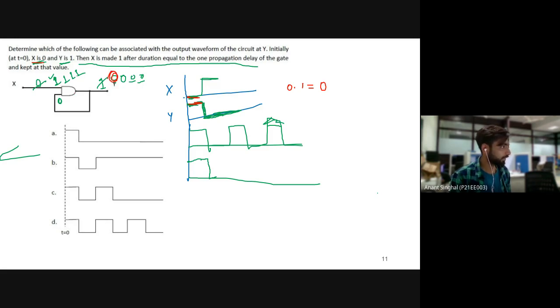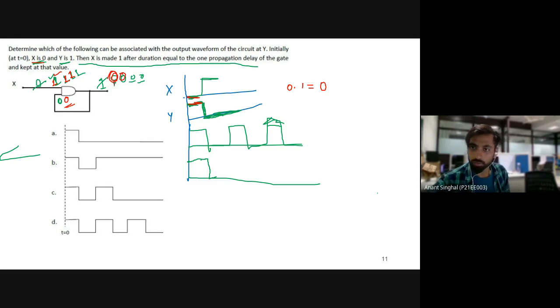Whatever they are saying, that after the propagation delay they have changed this 0 to 1. But the thing is, now this y has become 0 and the input of x is 1 now. So this 0 and 1 will always give 0. So now again the y will be 0. And again if they try to give, after one propagation delay, x is 1, there will be no effect of this x on this output, since y will always remain 0 due to this.